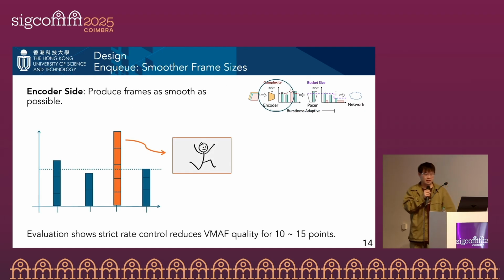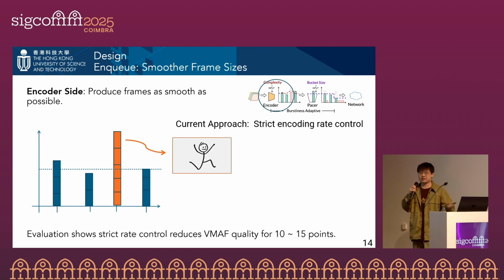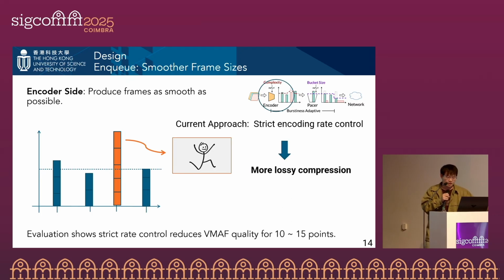We also have another design on the encoder side. Our goal is to make the encoder produce frames with a larger frame size or fewer oversized frames. Actually, we have some existing solutions to address this problem. But what's in common for these existing solutions is that they perform a strict encoding rate control method. And what they do, in fact, is they perform more lossy compression, and that will result in a worse quality. That is also something we don't want.